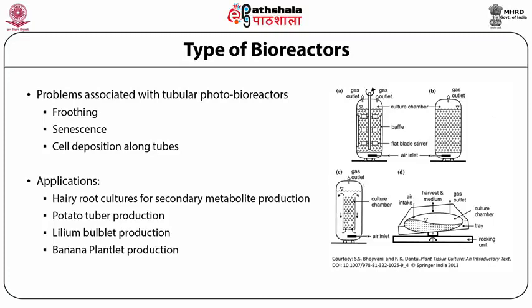But I'm also told, although I don't have first-hand experience, that in case of banana, if you produce plantlets through photobioreactors, it becomes very difficult to transplant them because shoots are arising from different positions and so on. So it is very important for you to decide what kind of photobioreactor, how much growth regulator is to be given, and when to transplant them.